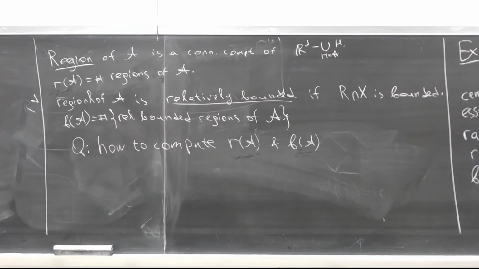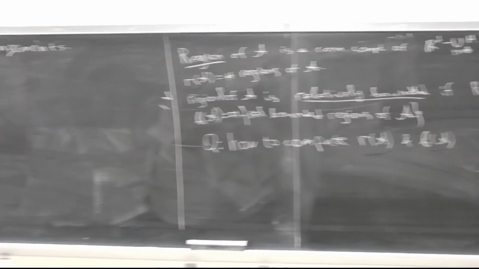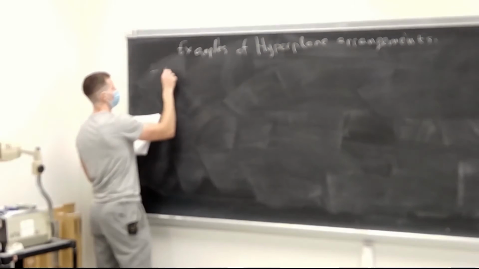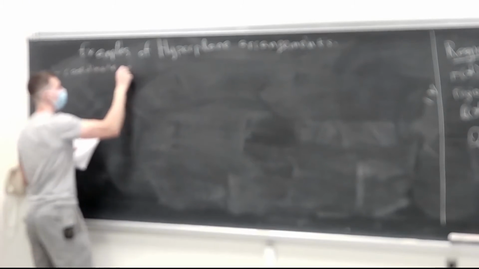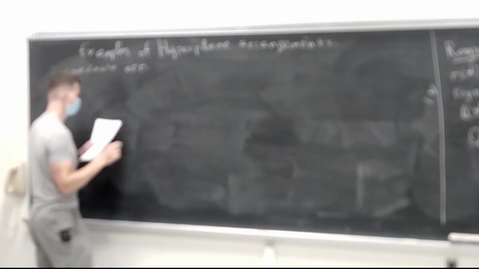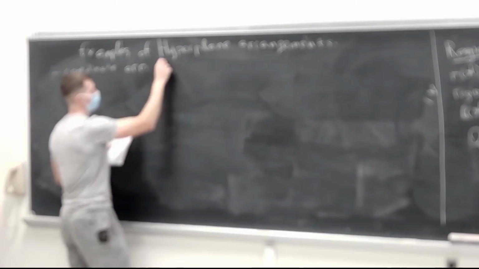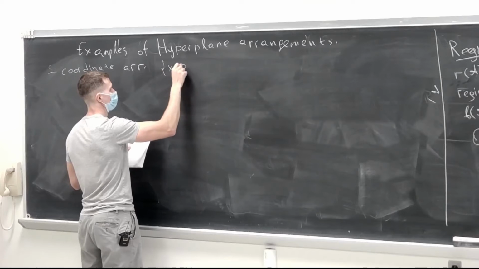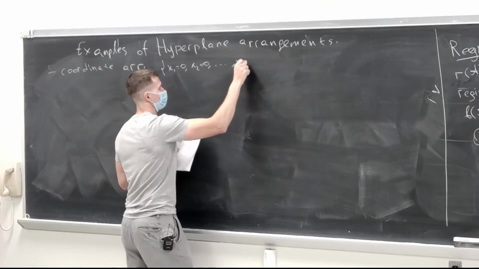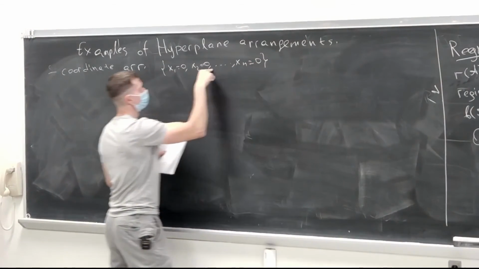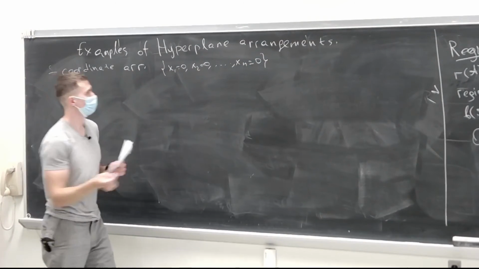Examples of hyperplane arrangement. So the first one is pretty easy. That's called the coordinate arrangement, which is just given by the hyperplanes x1 equals 0, x2 equals 0, etc., xn equals 0. So these are n different hyperplanes inside Rn.